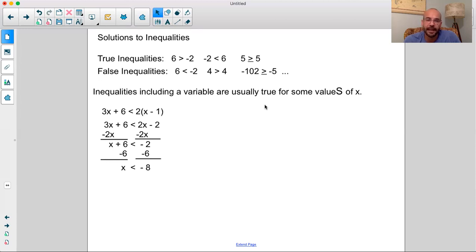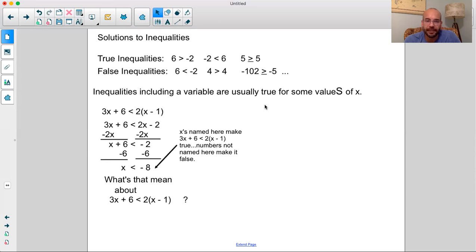So let's look at the solution we got. X is less than -8. What does that mean about the original inequality? The x's that are named there make the original inequality true, just like the equations. Numbers that are not named there make it false. So I think this is our biggest problem right now. We see the -8. We feel like -8 is the number that's being named here, but it's not. The x's that are being named here are every number that is lower than -8. So oddly enough, -8 is not being named.